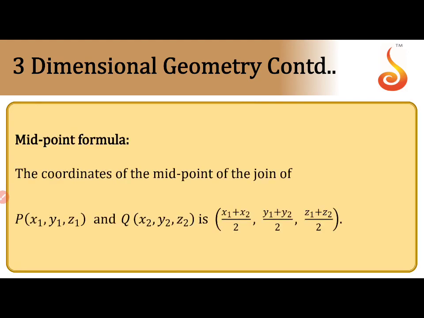So, midpoint formula. If the ratio is equal, m equal to n, the midpoint is x1 plus x2 by 2, y1 plus y2 by 2 and z1 plus z2 by 2. So that is the midpoint of the line joining the points.